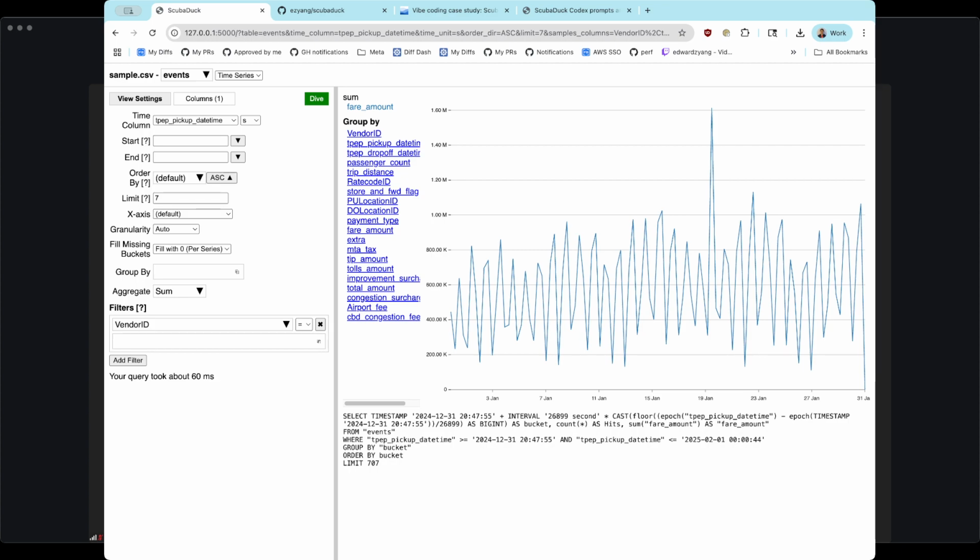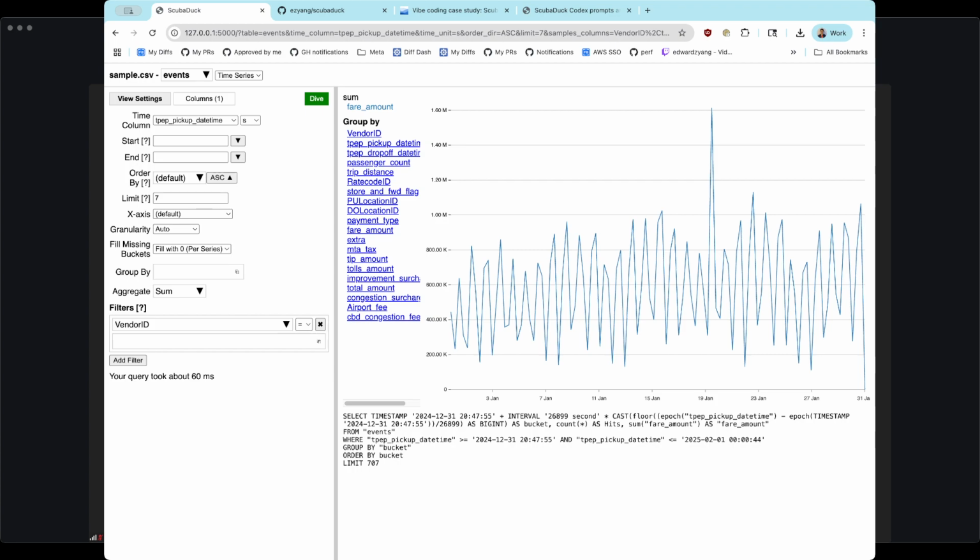So I think a good place to start is, what did I make? Here is a live instance of the ScubaDuck interface. What I've loaded up into it is the New York taxi cab data. So what's the New York taxi cab data? Basically, they collect up data from all the rides of taxis in the city, and it gets published in a public data set that you can just go look at.